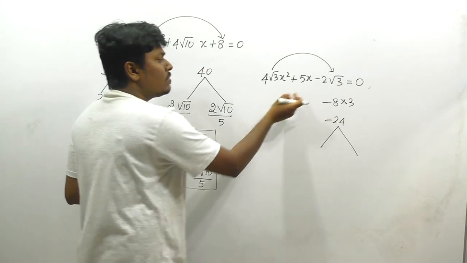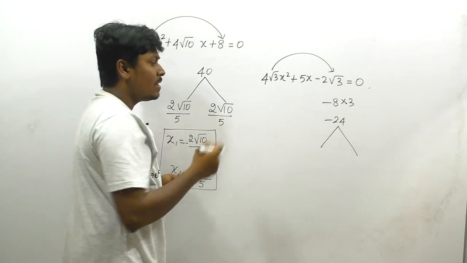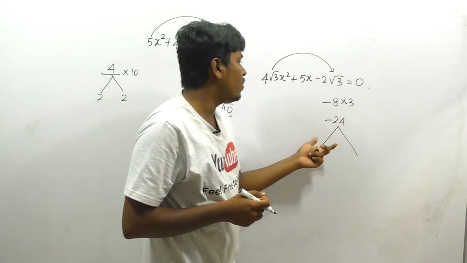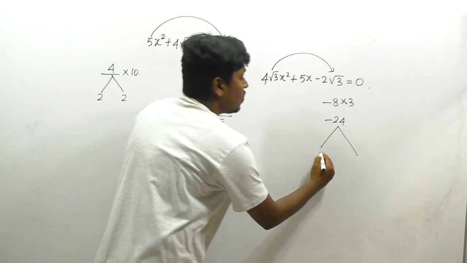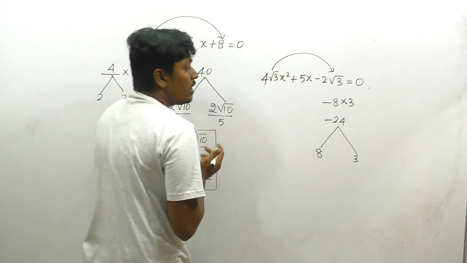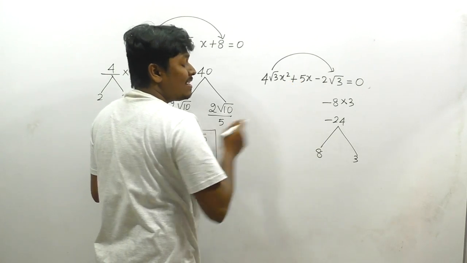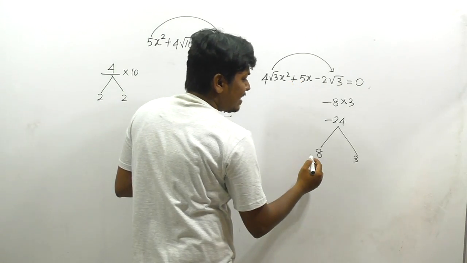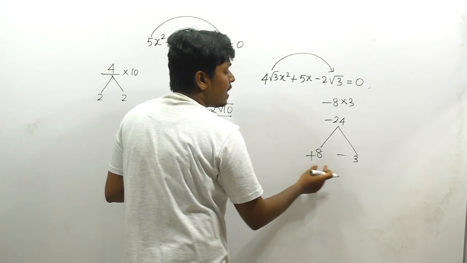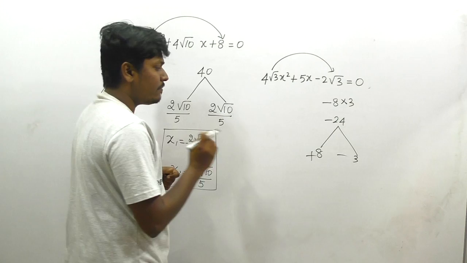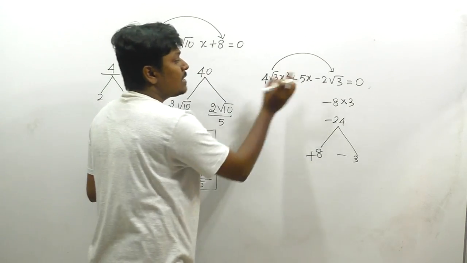And step number 2, friends, here there is no root value. So we can directly say minus 24, and in order to bring this 5, I can say that 8 into 3 is 24. But here it is plus 5 and here it is minus 24. So I can say plus 8 and minus 3. When we multiply both the numbers, the result will be minus 24. When we add both the numbers, the result will be 5.